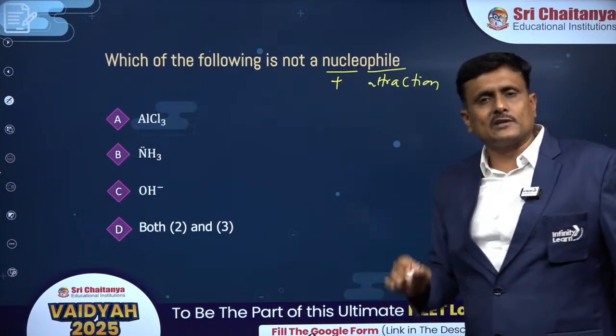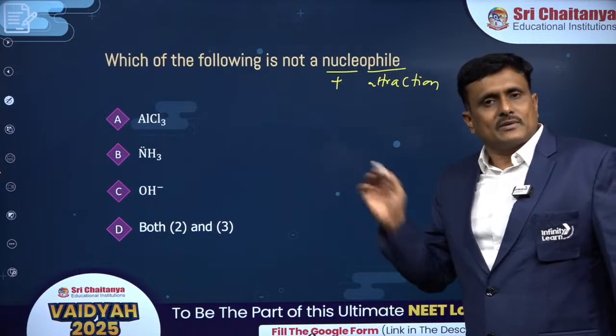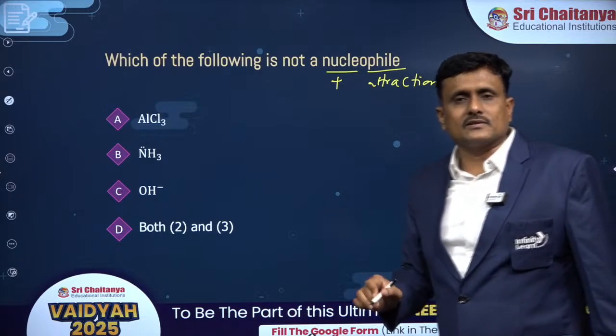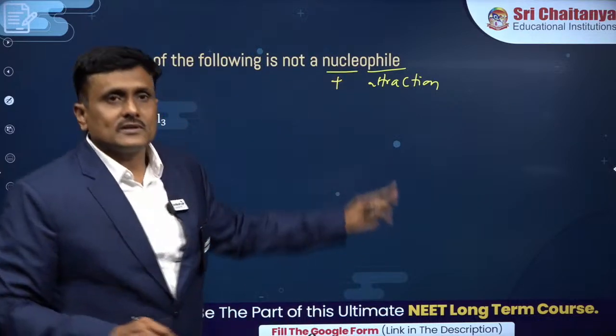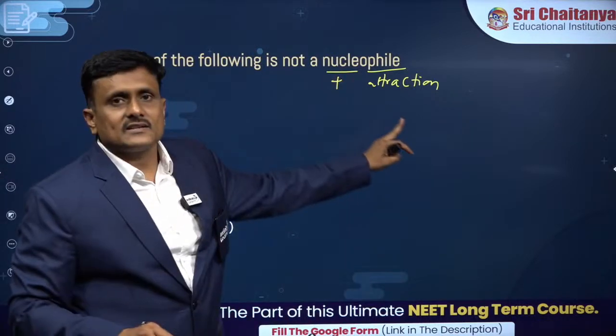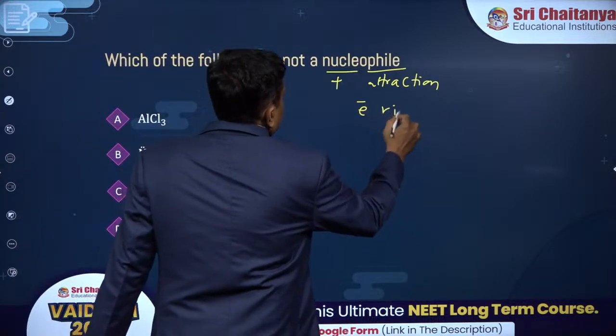Philic is the antonym of what? Phobic. Philic means attraction, phobic means fear. So now, the nucleus is positively charged. Attracting species, that means what? It is electron rich.